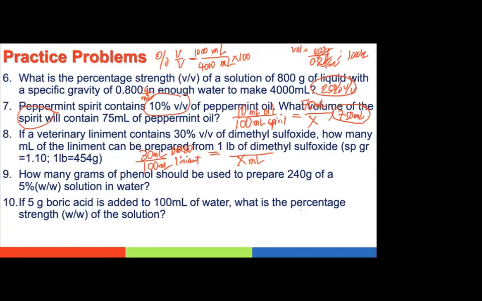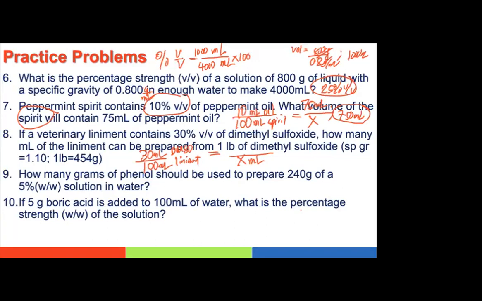Gram or ml? Gram ba? Remember, anong unit sa kabila? ml, kasi volume by volume. Gets ba? Okay, convert mo sa gram, then from gram, i-convert mo sa ml. So yun ang strategy mo.